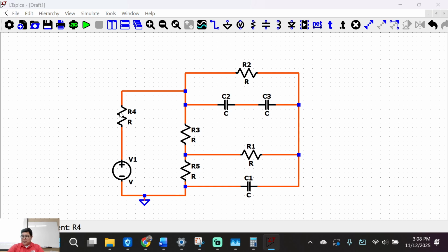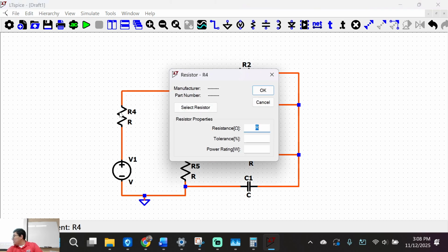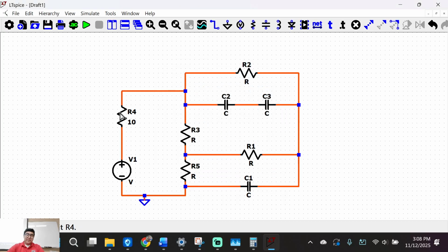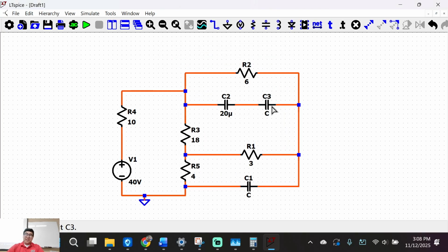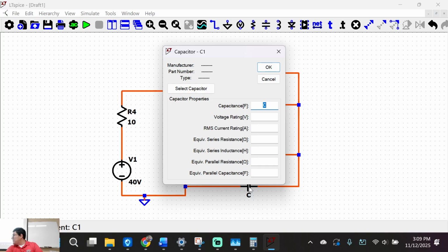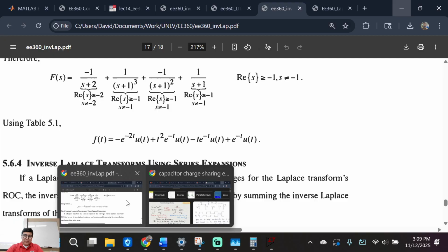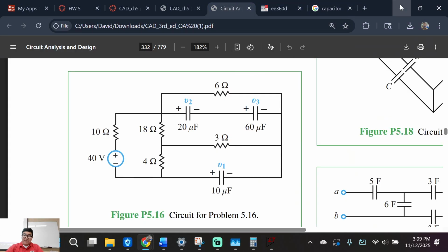Okay, what's our resistor here? It's 10 ohms. Right here is our 40 volts. Base was 18 ohms. This right here is 4 ohms. This right here was 6. This here was 3. This here was 20 micro. This right here is 60 micro. And this right here was, what did the textbook say? Let's see. Circuit 10 micro.